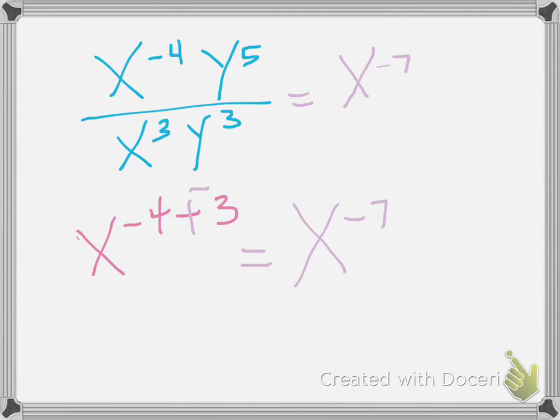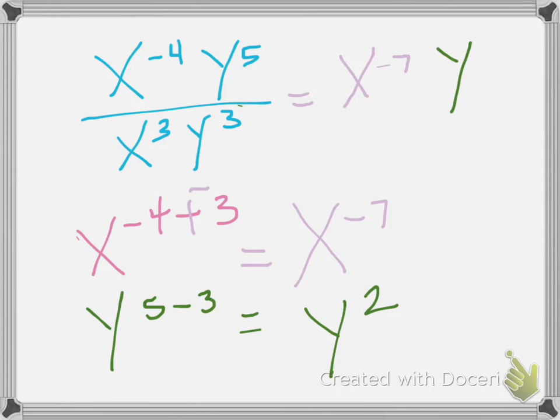Now we just need to go ahead and finish up our y. Again, my y's are being divided, so I can subtract my exponents. y to the 5th minus 3 is just y squared. So my whole expression is going to simplify down to x to the -7th times y squared.